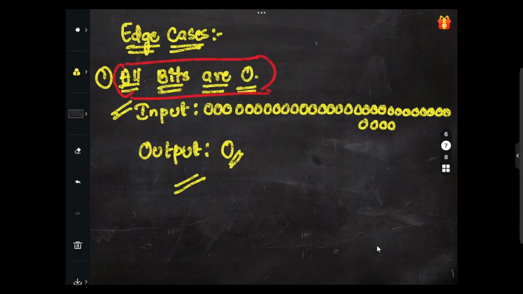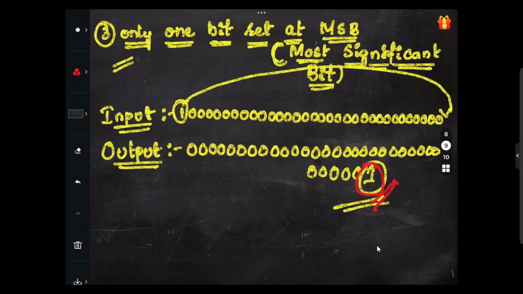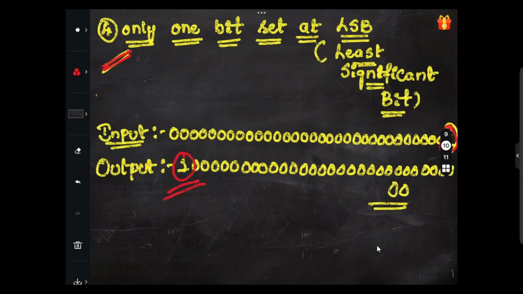So these are the 4 edge cases that we need to keep in mind here. The first edge case was for all bits are 0. The second edge case was for all bits are 1. The third edge case was for only one bit set at MSB. And the fourth edge case was for only one bit set at LSB. Right? I hope this is completely clear. Next, let's start writing the code.